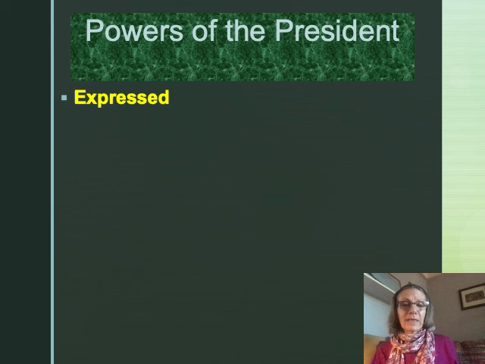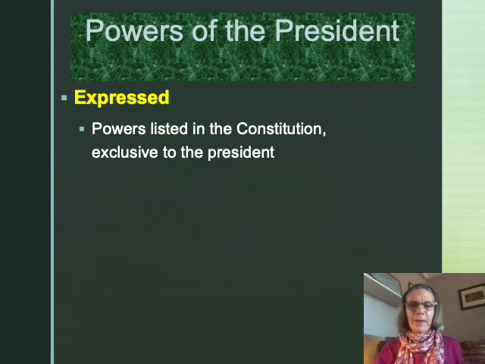Okay, express powers, I think you're familiar with, because we talked about express powers when we were talking about Congress, but there we talked about them as the enumerated powers. Both expressed and enumerated basically mean the same thing. Express powers are the powers that are actually listed or enumerated in the Constitution of the United States. And these are powers that are exclusive to the president. Only the president can do these things.